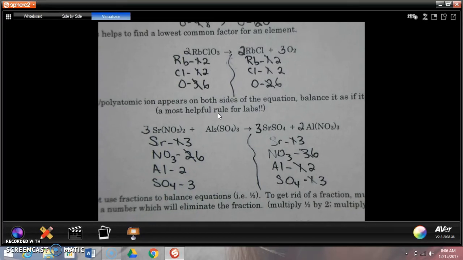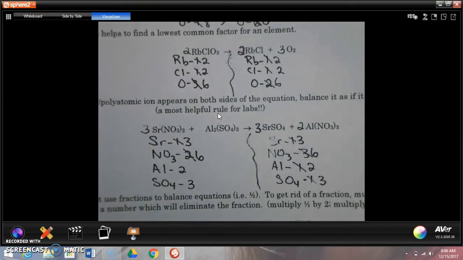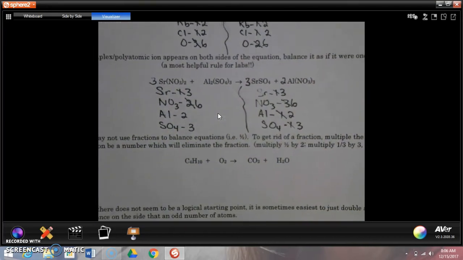So if you have your formulas written properly and keep your polyatomic ions together, doing something that looks really complicated with these ionic reactions actually can be pretty simple to work out. But you just got to remember to keep them together. All right, next rule, I'm going to zoom out a little bit.